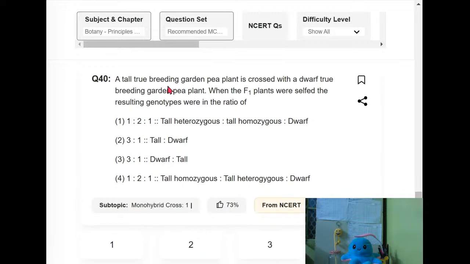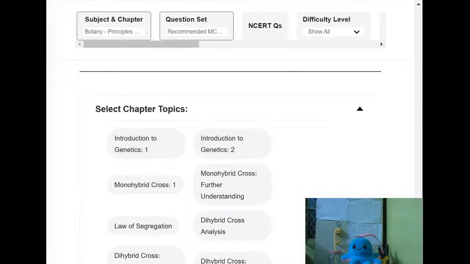A tall true breeding garden pea plant is crossed with a dwarf true breeding garden pea plant. When the F1 plant was selfed, the resulting genotypes were in the ratio of: tall, homozygous tall, heterozygous, dwarf. Last one. This is the right answer.